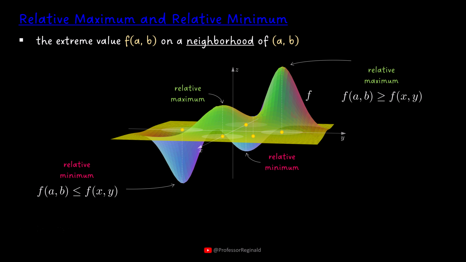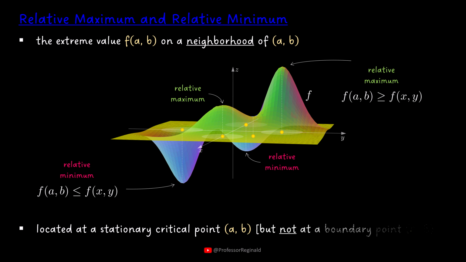Note that a relative extremum can only be located at a critical point, but not at a boundary point because a critical point has to be inside a neighborhood, as mentioned earlier. It is easy to identify a relative extremum using graphs. But in the next pages, we will introduce a couple of tests to identify a relative extremum. As mentioned earlier, a relative extremum is located at a critical point where the function is differentiable, and therefore continuous.